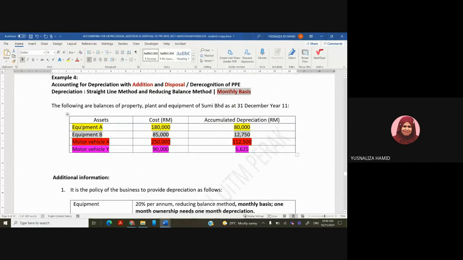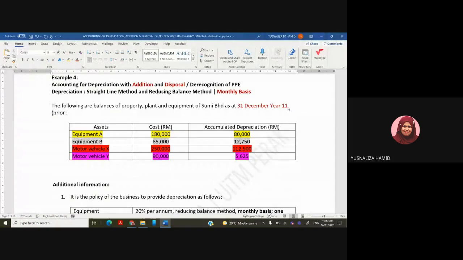So let us look at the list of assets that you have. You can take your highlighter and highlight your question as well, the way I did, because I want to differentiate things. I will normally use colors. These are the existing balances of property, plant, and equipment available from last year's record, which is on 31st of December, year 11. That was last year, right? In accounting, these are called prior year or prior period.